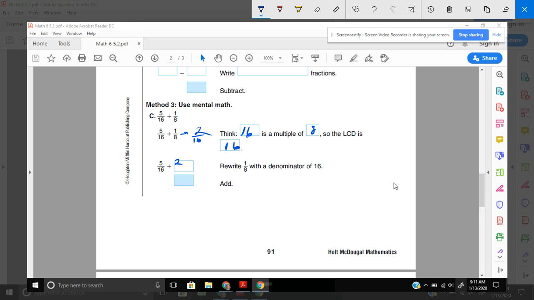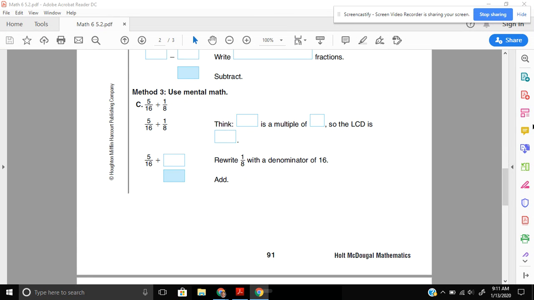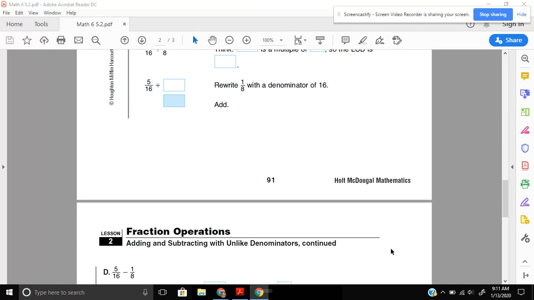So rewrite 8ths with a denominator of 16. Well, I just did that. I just doubled it. That'd be 2/16. And then add. Okay, my denominator, keep the same denominator, and 5 plus 2 is 7. Right? So when one is a multiple of another, it's usually pretty quick and easy. That's nice.